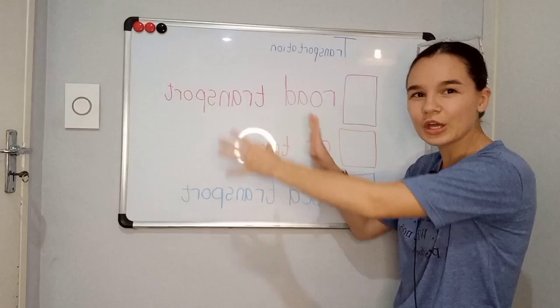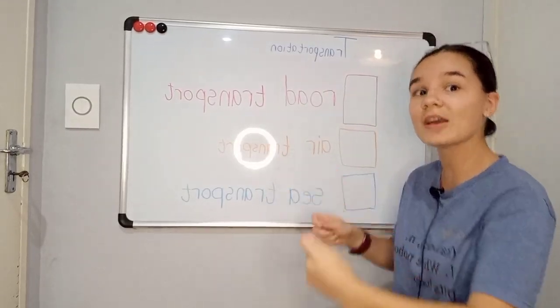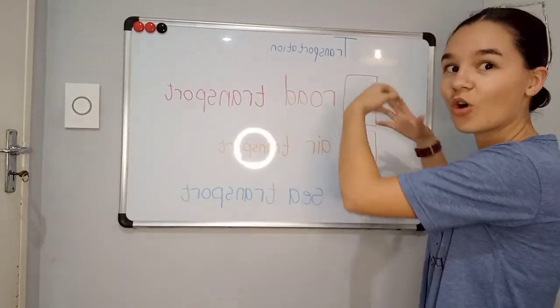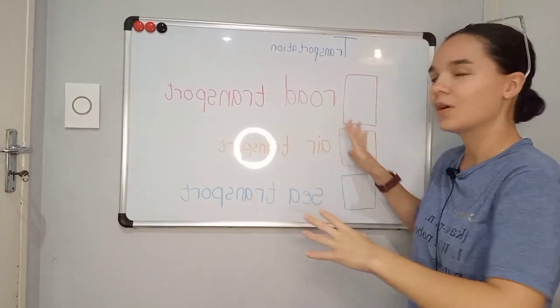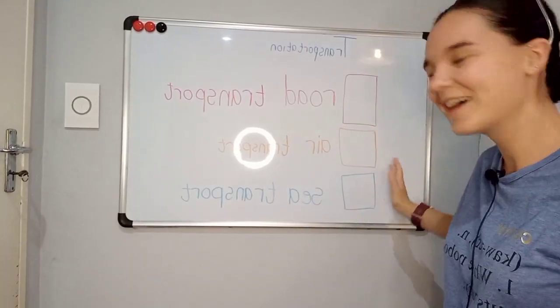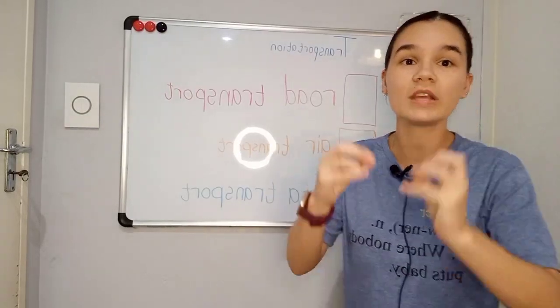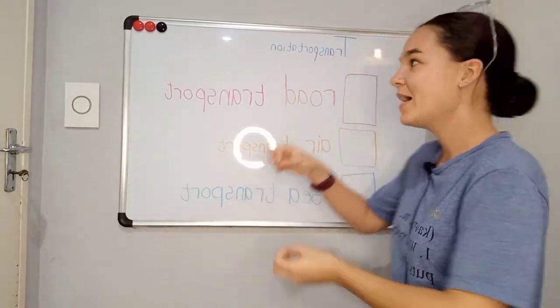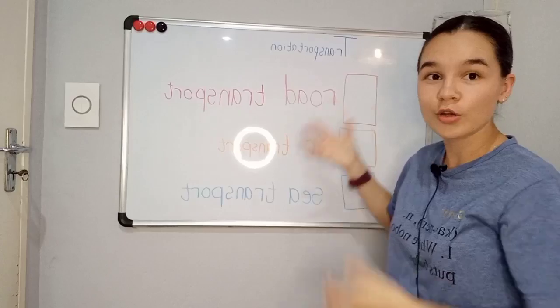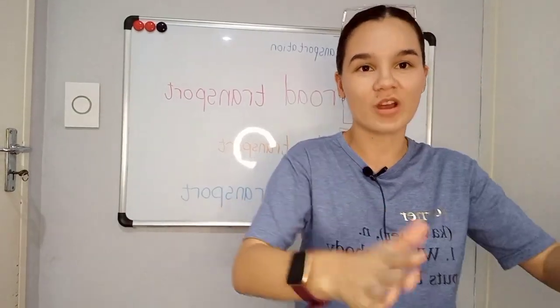Remember, this is not going to be on the board. As you're talking, you're going to add it on to the board. I hope you like my drawings. Okay, so our first type of transport is road transport. And then you're going to put a picture of road transport. So say a truck that is traveling on a road.